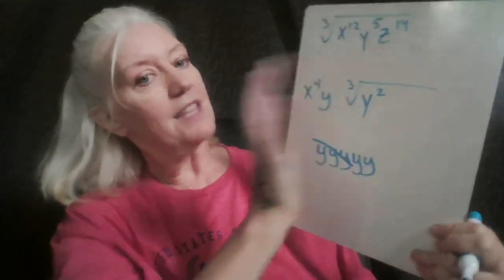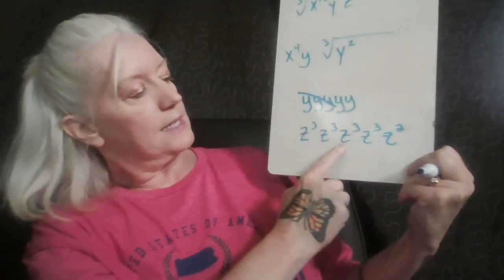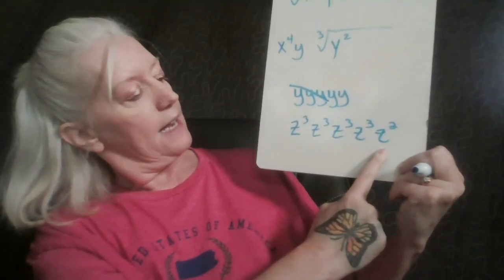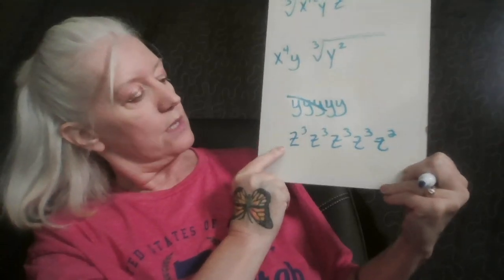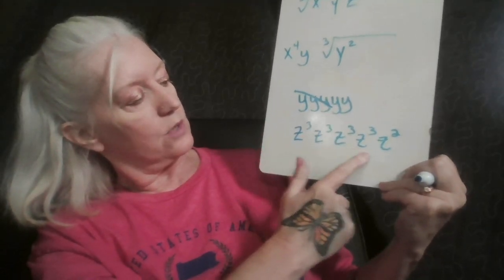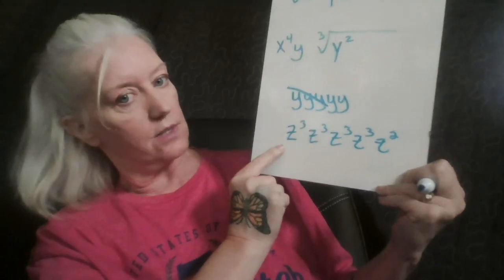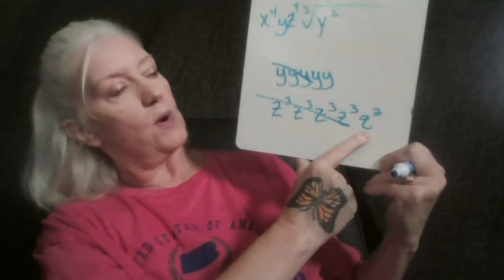14, okay, think of it as groups of 3, so I'm going to write it as z to the third, that's 6, z to the third, that's 9, z to the third, that's 12, z to the second, that's 14. 3, 6, 9, 12, 13, 14, that's what I have. It needs 3 of them to get out. So z, z, z, z. Those will all come out as z's. So there's 4 z's on the outside. And there's z squared left over on the inside.